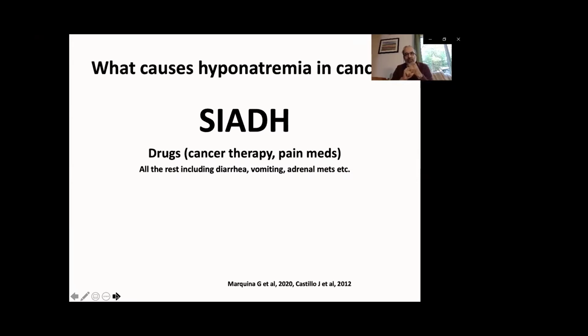And then in the end, there is this relatively small group of causes. These include diarrhea, vomiting, adrenal mets. These are incredibly uncommon, but by far the commonest of these is SIADH.